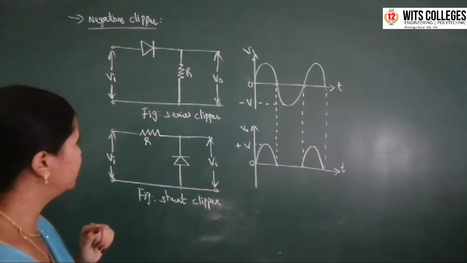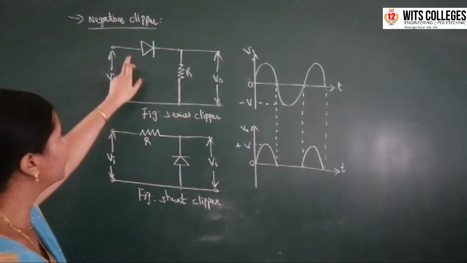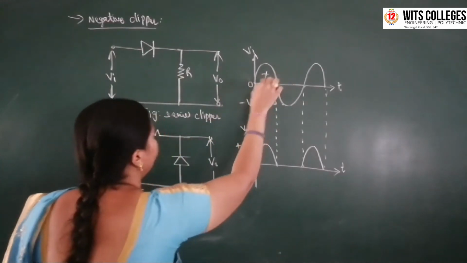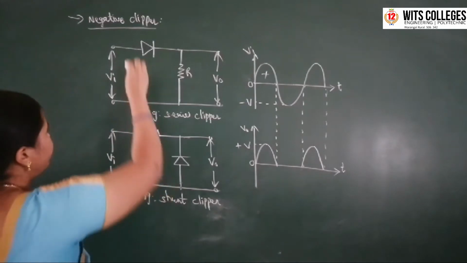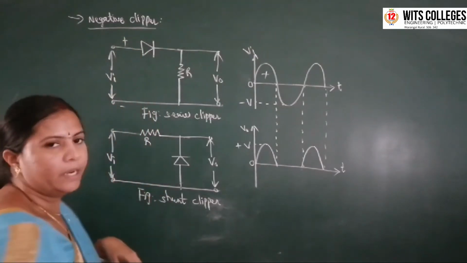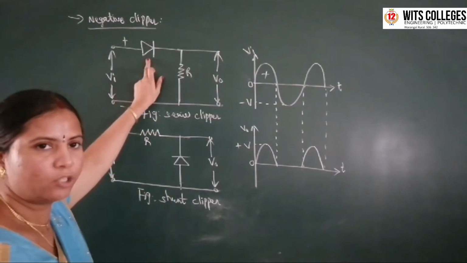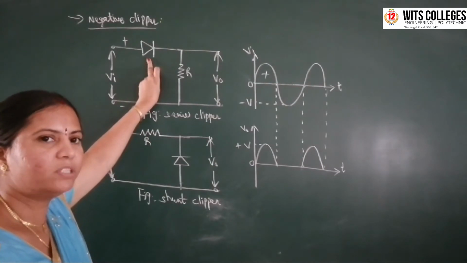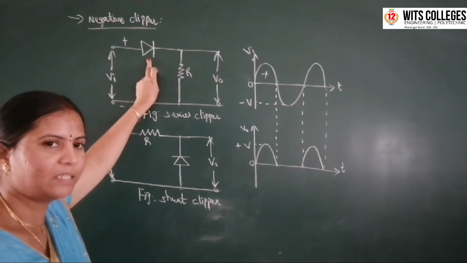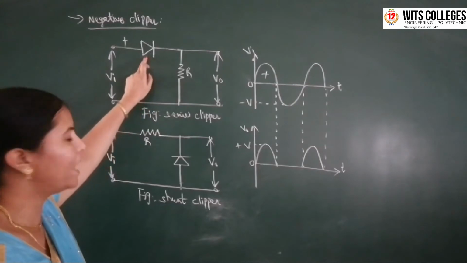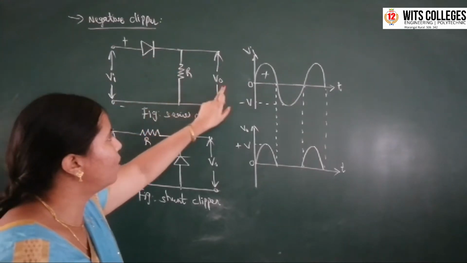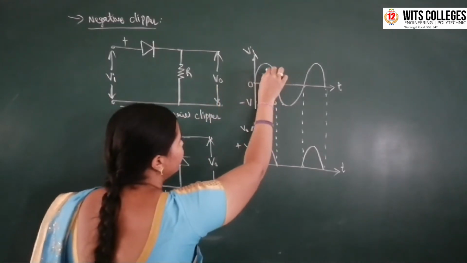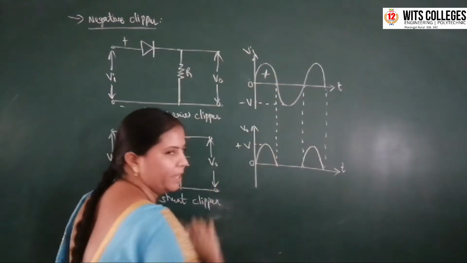Coming to the operation, in the series clipper, when we give the positive half cycle of the input AC signal, what will happen? It becomes positive and negative. So the diode is said to be forward biased, which means it acts as a closed switch. So the diode will conduct the flow of current through the resistor R and you will get the output voltage, and whatever positive half cycle you are giving, it will appear here.